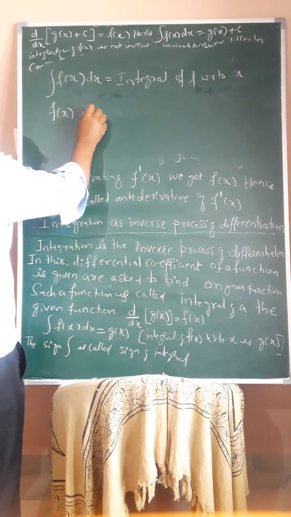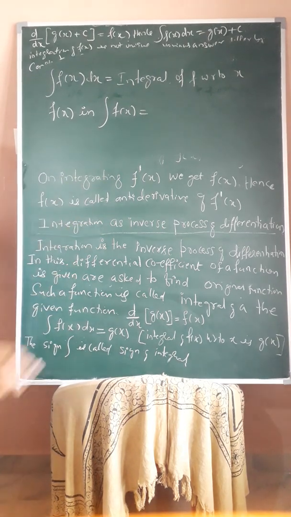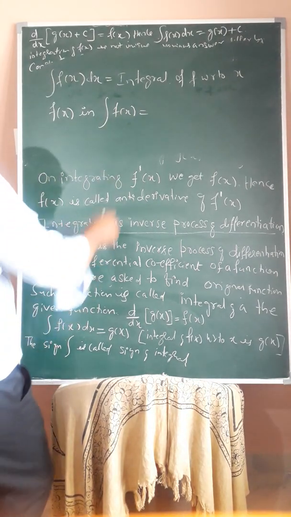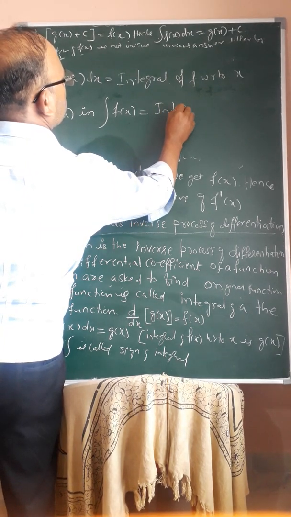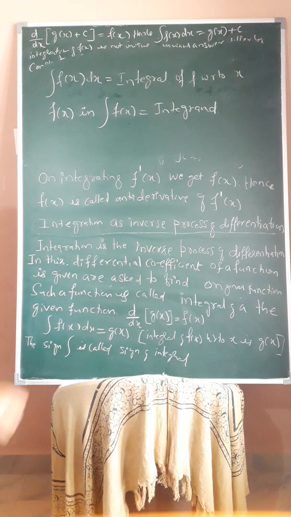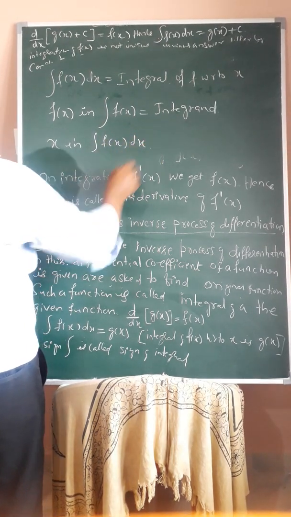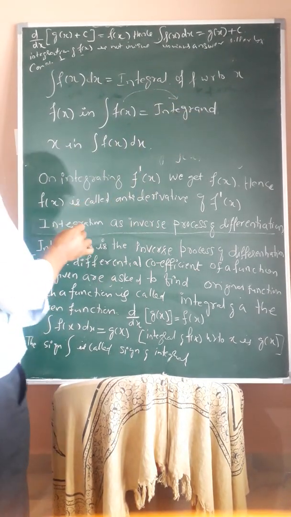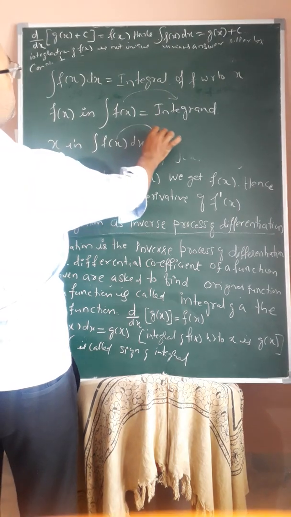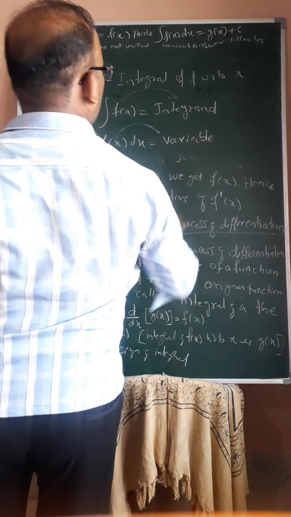F of x, as I told earlier, this f of x in integration, under integration, is called integrand. X in integration of f of x dx. So this symbol is integrand, and what is x? That is variable of integration. It is called variable of integration, this x.